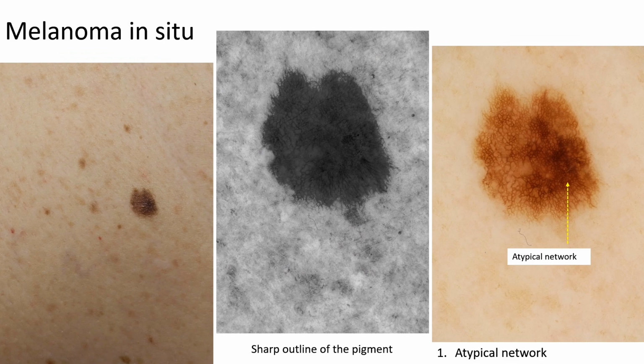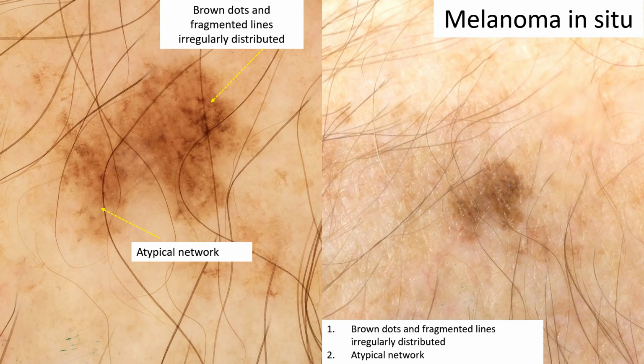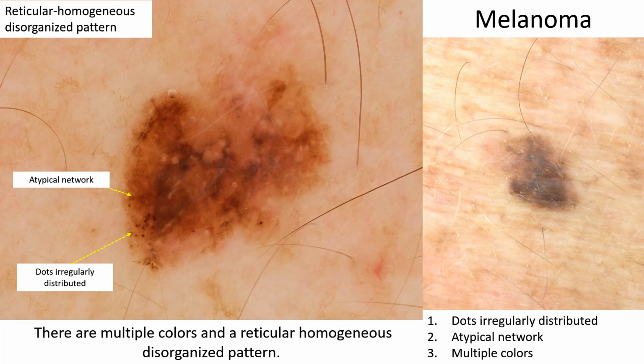Here we have a melanoma in situ. It's a subtle lesion. Dermoscopically, you have an atypical network. With near ultraviolet light, you can see the very, very sharp outline of the pigment. In this case, we have a reticular disorganized pattern with an atypical network. Another subtle melanoma, dermoscopically, an atypical network with some brown dots and fragmented lines irregularly distributed.